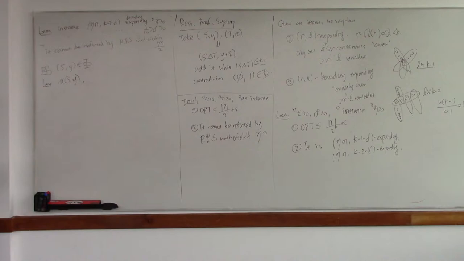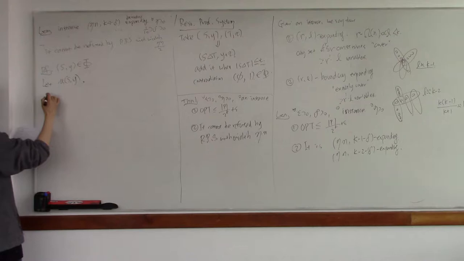And then I'm going to look at another way to derive. So that's the definition of mu. And then suppose that we derive a contradiction.